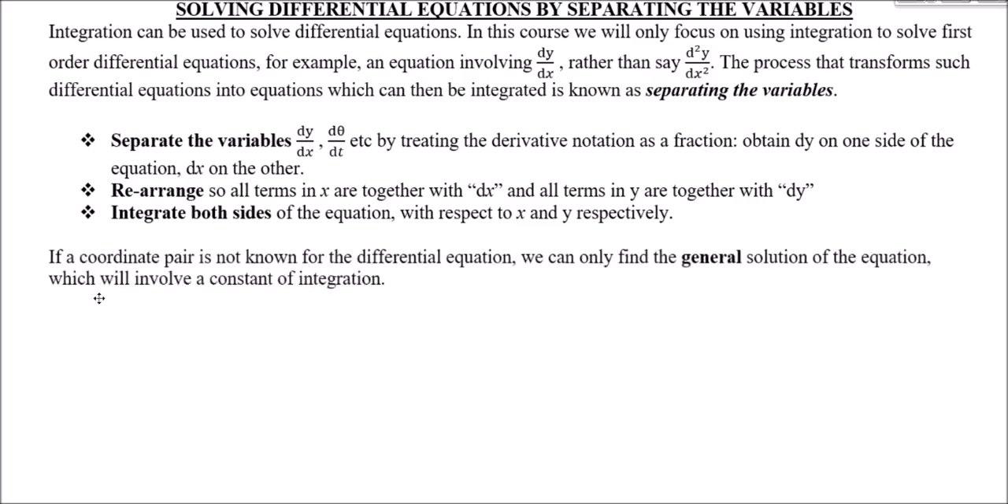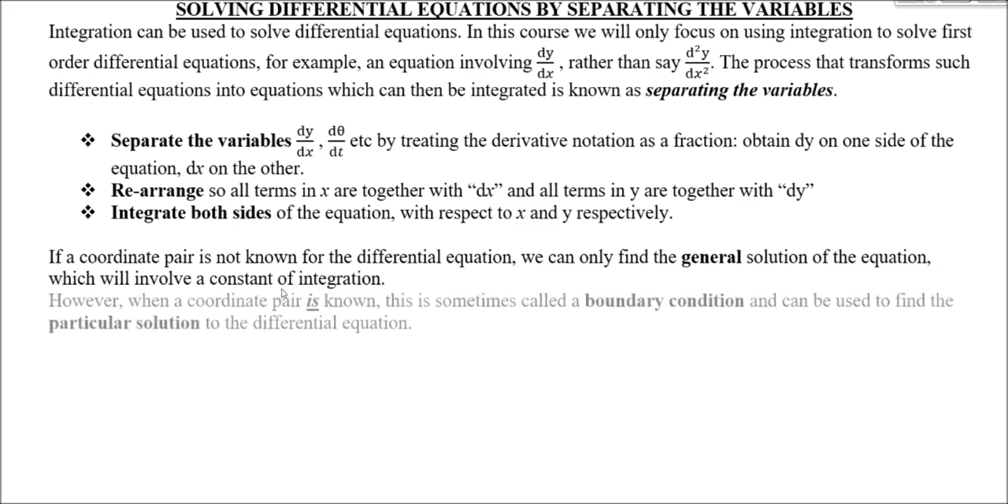Secondly, if a coordinate pair is not known for the differential equation, we can only find the general solution of that equation, which will involve, of course, the plus c constant of integration. Or, if we actually know a coordinate pair, this is sometimes called a boundary condition, and we can substitute that in to find the particular solution to the differential equation. So let's have a look at a very, very simple introductory example, which hopefully illustrates the concept.